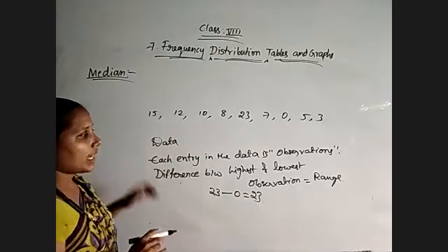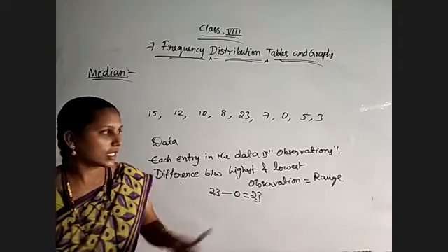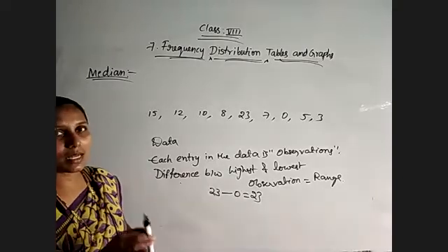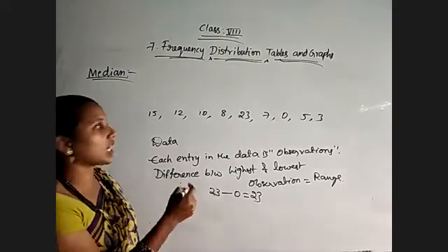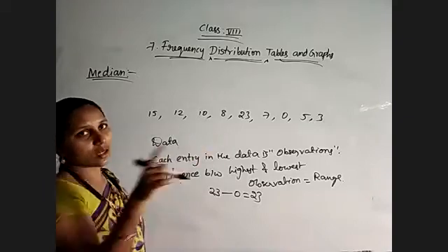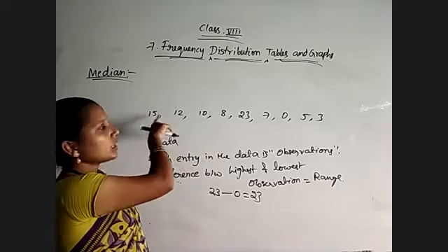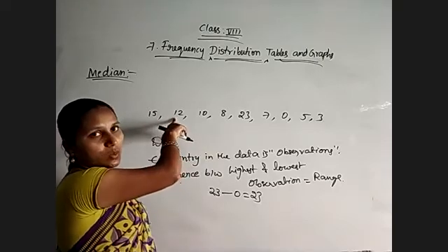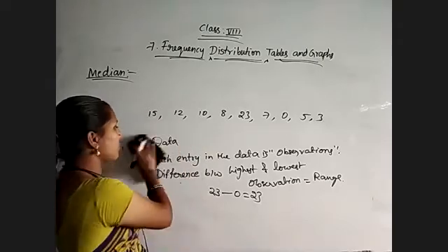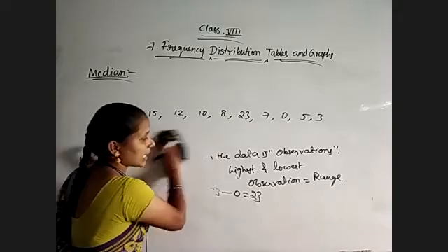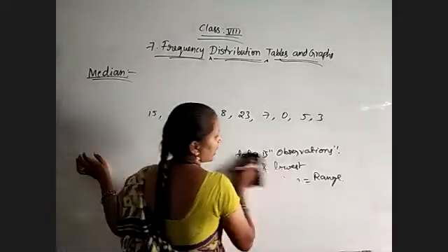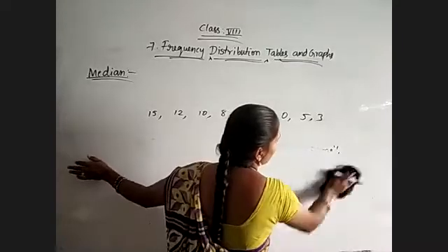Now these are the different terms. And how many times are the observations occurring? See here, each number is occurring only once. So that is frequency. Frequency of 15 is 1. Frequency of 12 also is 1. Like that. First of all, whatever numerical data is given, write it in ascending order or descending order.